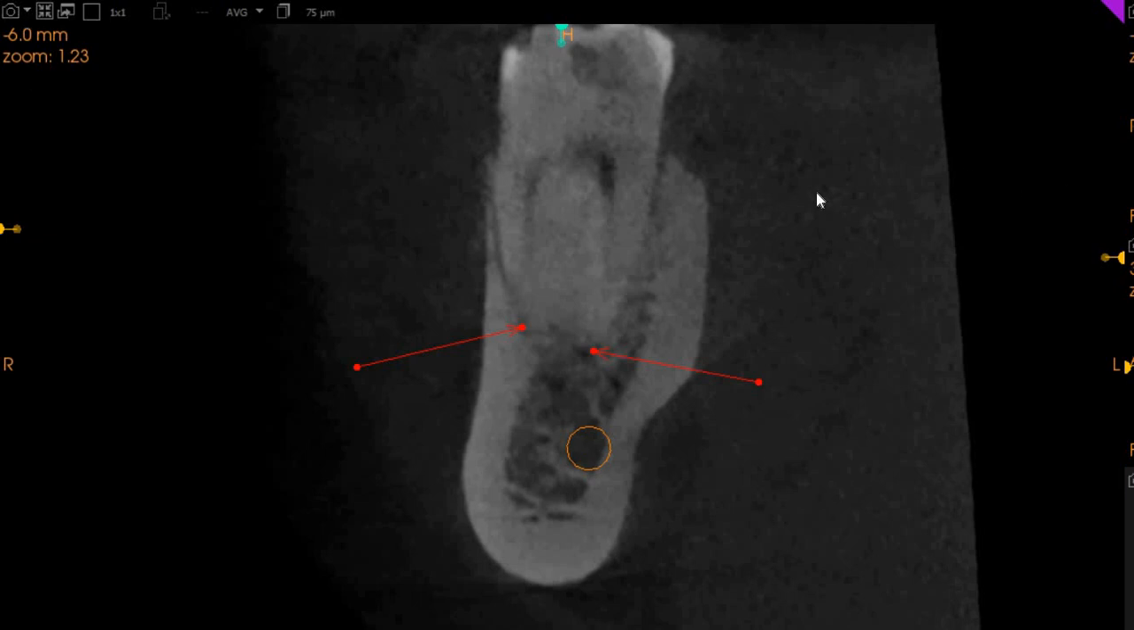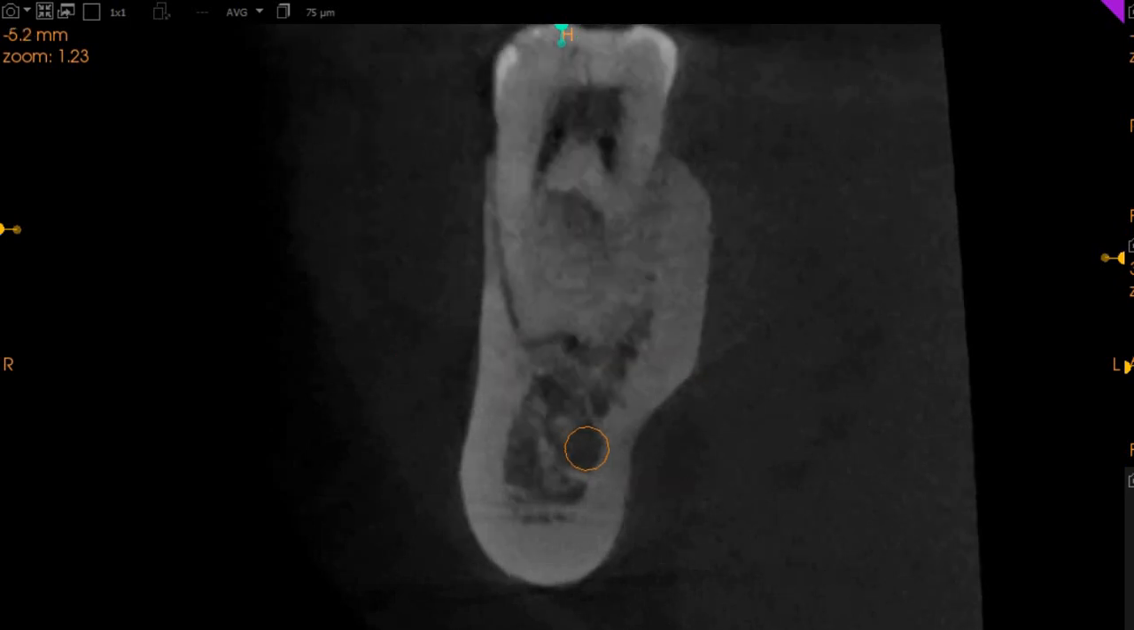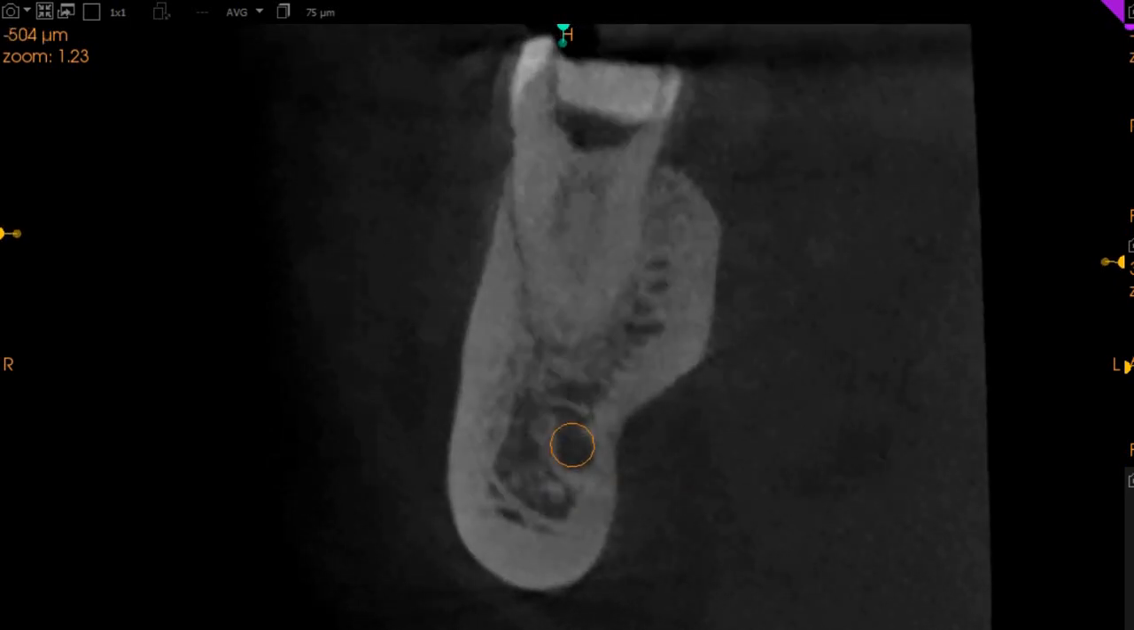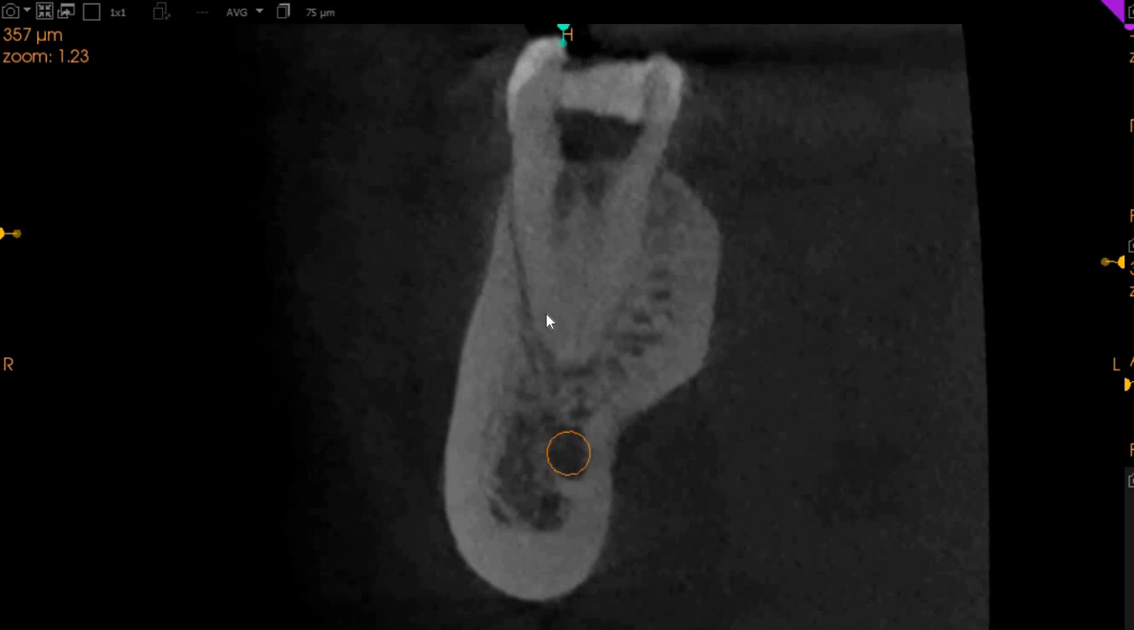Now moving to the working length of this tooth. The working length of the mesials is approximately going to be 17 millimeters for the mesiobuccal and approximately 17.5 millimeters or 18 millimeters for the mesiolingual. Whereas the distal is concerned, the distal canal is going to be roughly 18 millimeters. So these are the working lengths.